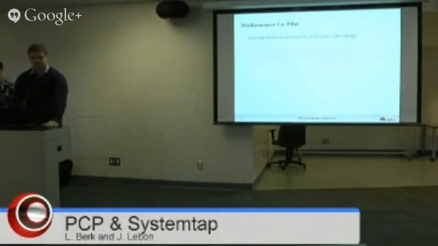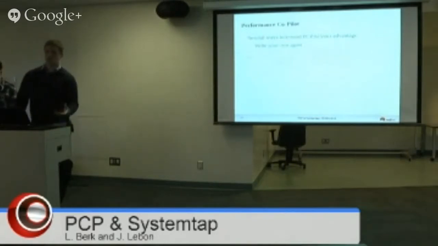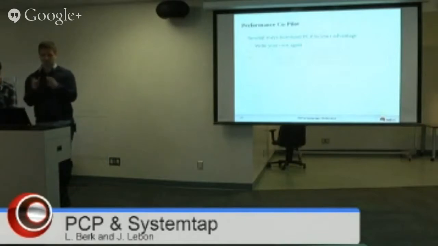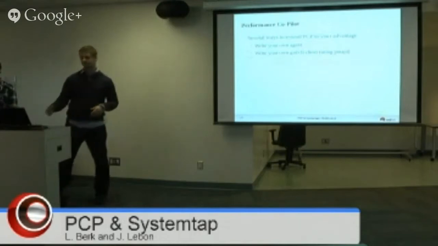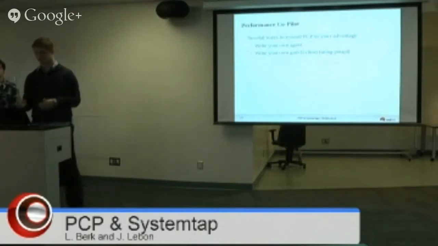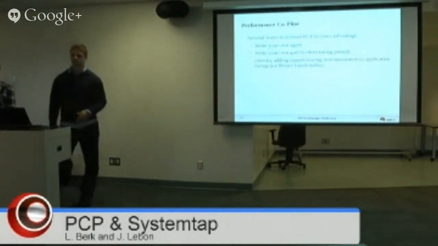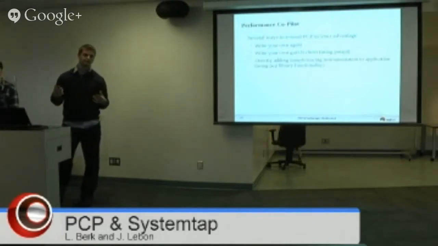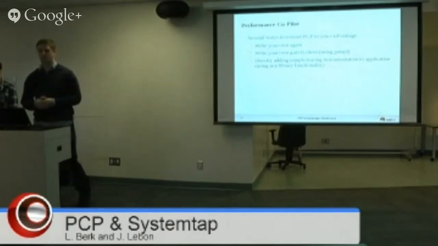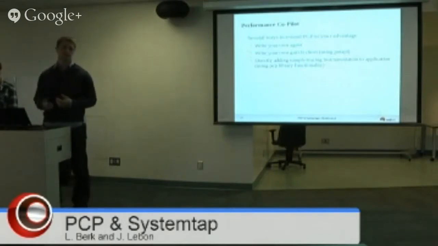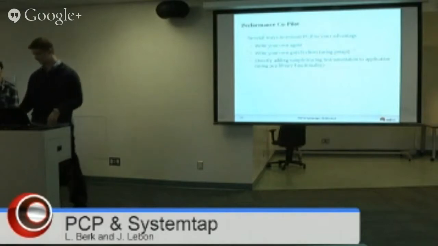So there's several ways to extend PCP to your advantage to your user space application. You can write your own agent, right? So this is the program, just the small little bit that talks to your program. You can write your own CLI or GUI interface, so something like PM chart that will extract the proper information in the way you want it. Or directly add sampling and tracing instrumentation. This is a bit outside the scope of the talk, but we have plenty of documentation on how to programmatically do these things. It's all on our website.